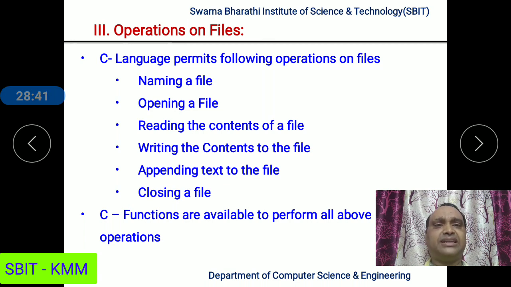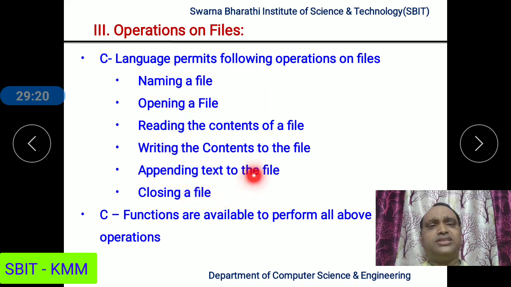A file acts as a permanent storage device for information. Once you write information to the file, and the file is stored onto the secondary storage device, your information is always preserved. At any point of time, you can open your file from the secondary storage device and read the content of your file. So information is preserved in the file. A file acts as a permanent storage for the information of the user.